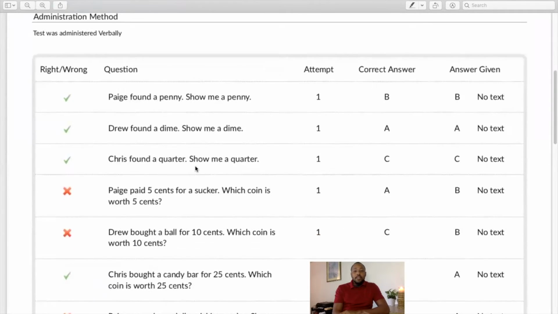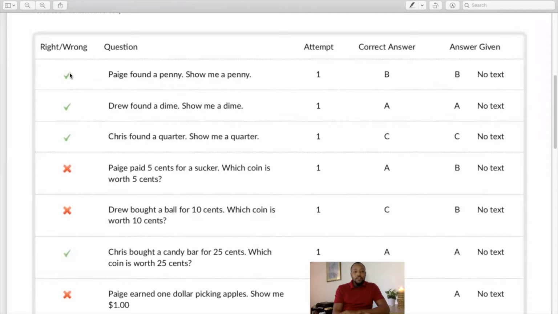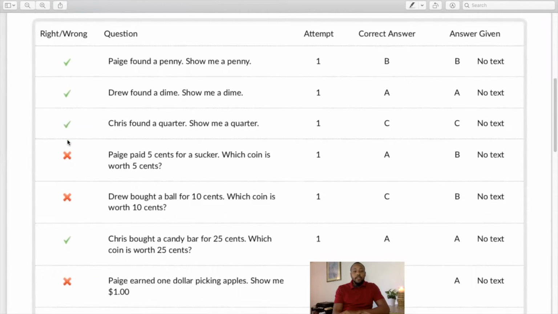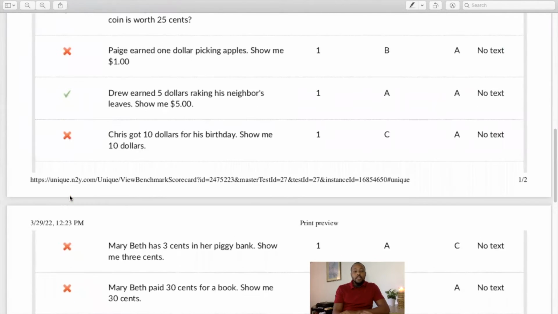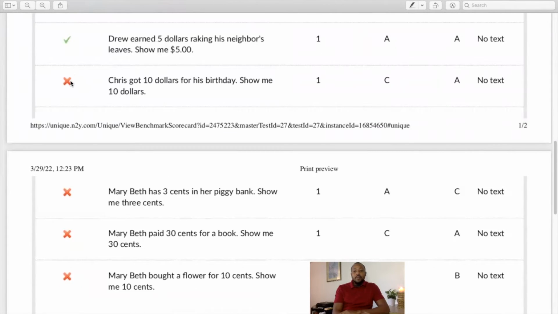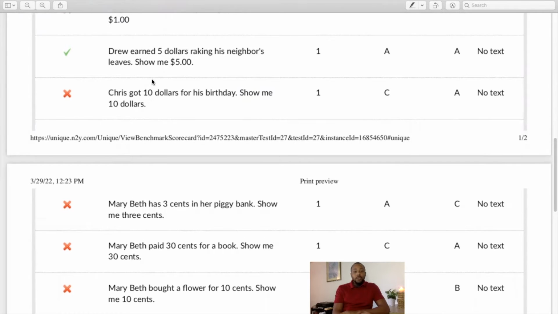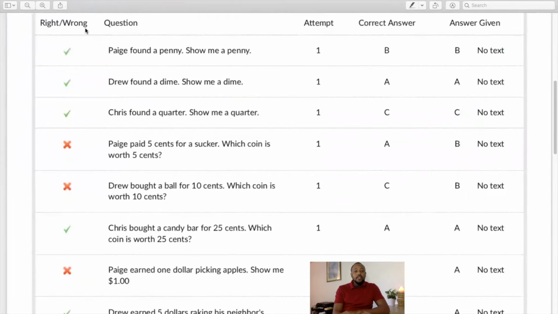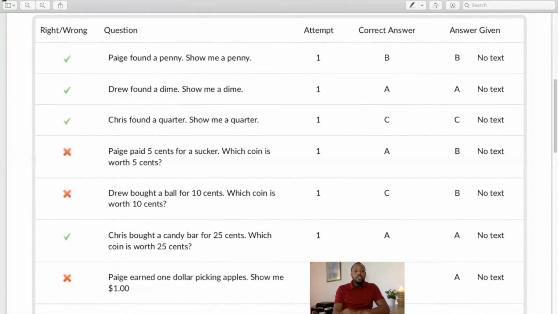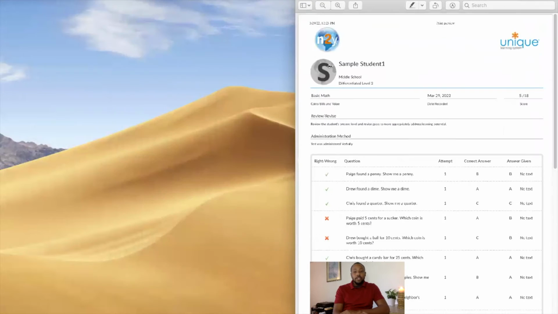So we can see that this student got the first three correct, got the second two wrong. And we can see that even in the end, there was a consecutive error. So after the fourth consecutive error, that is when we stop testing. So what we're going to do, we're going to take these checks and X's, the right and wrong part, and we're going to put it into our spreadsheet.